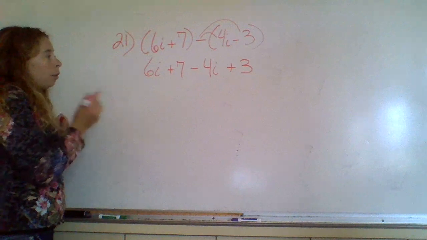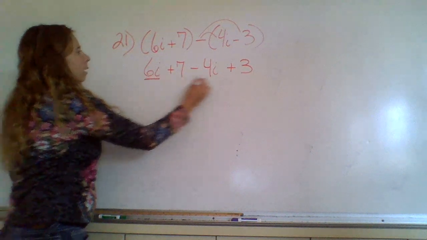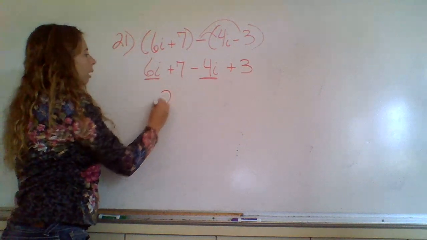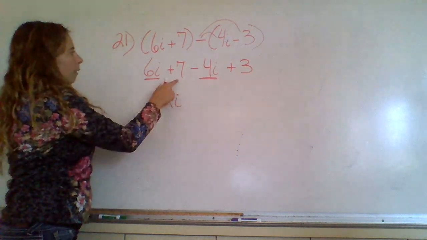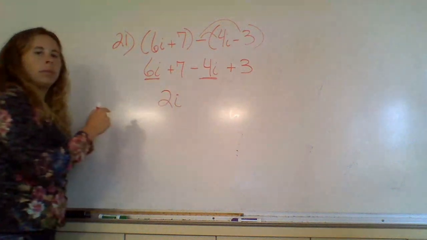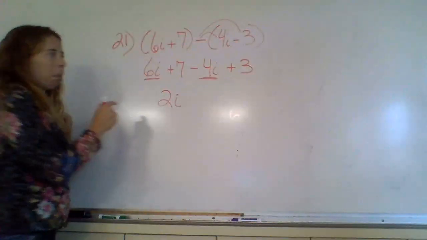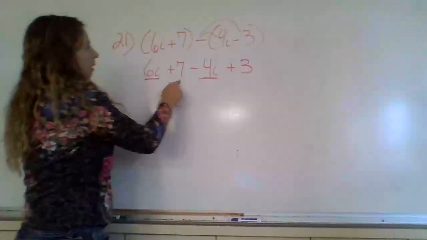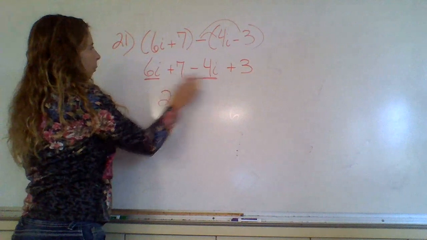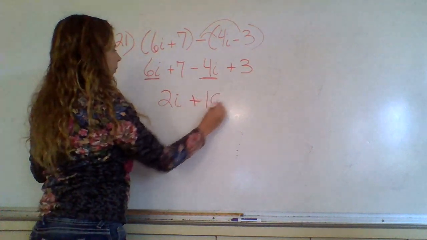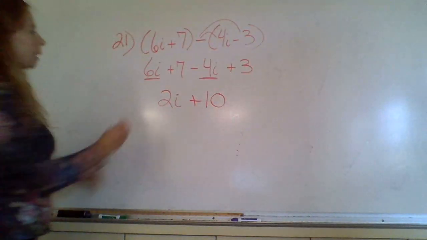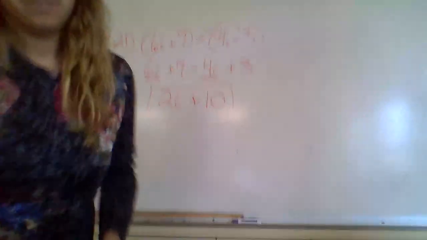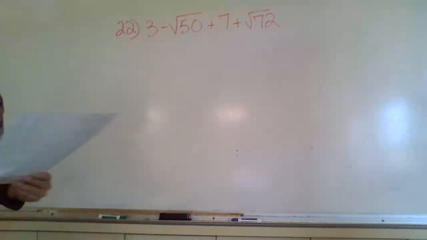Okay, now you're combining like terms. So I have 6i and negative 4i. 6i minus 4i is 2i. Then you have 7 plus 3, which is 10. So 2i plus 10, and leave it like that. You are finished.